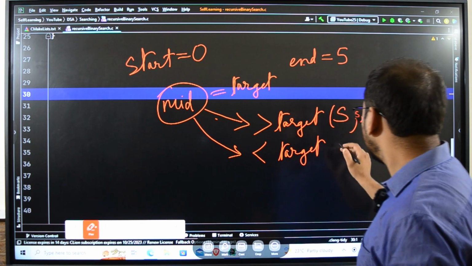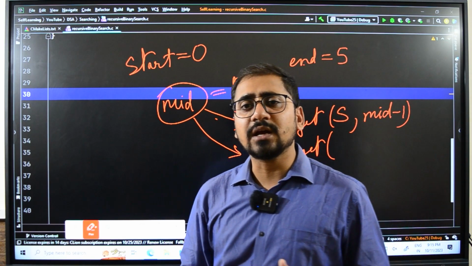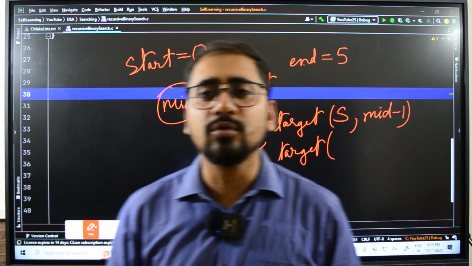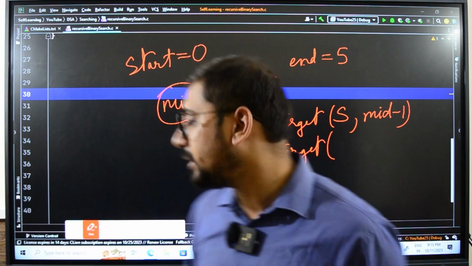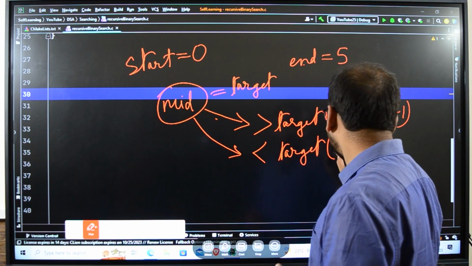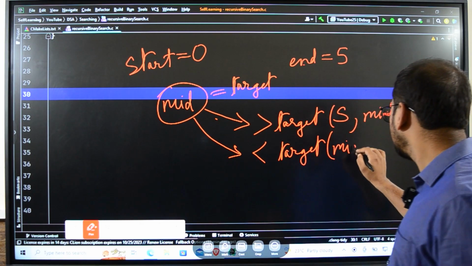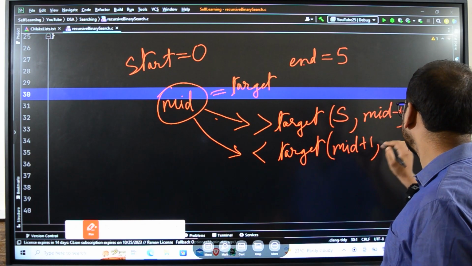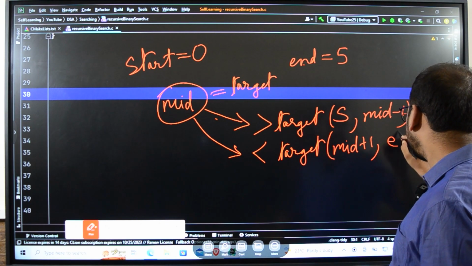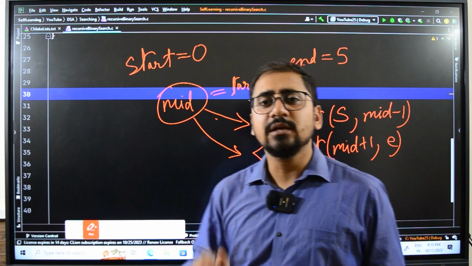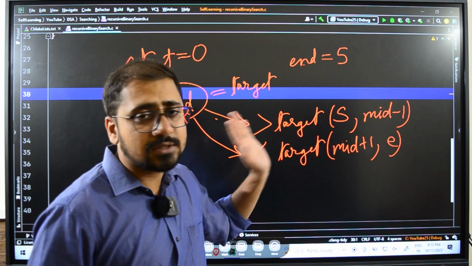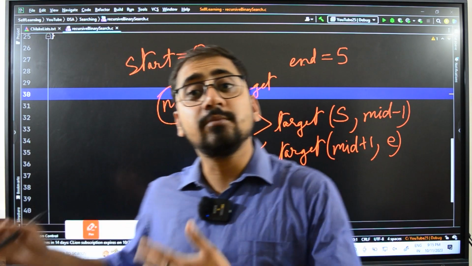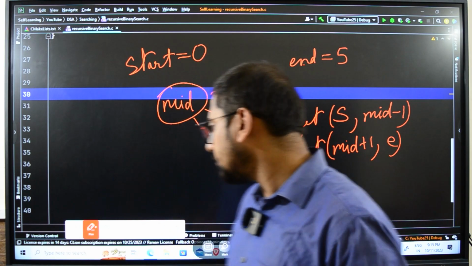Now if the mid value was smaller than the target element, then we were clear that we have to look on the right side of the mid, not on the left side. So in that case, we were doing mid plus 1 for the start, and the end, which I am representing as E, would remain the same. So these were the things that we were doing, and the same thing we have to do in the case of recursive binary search.